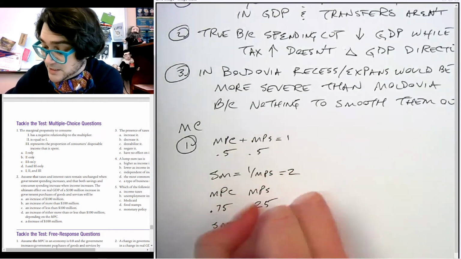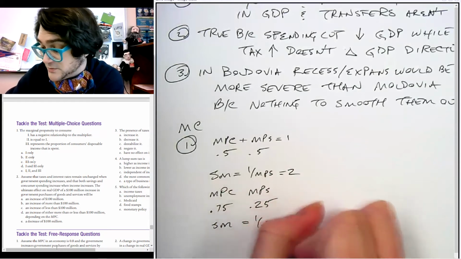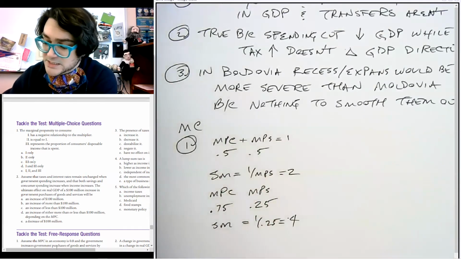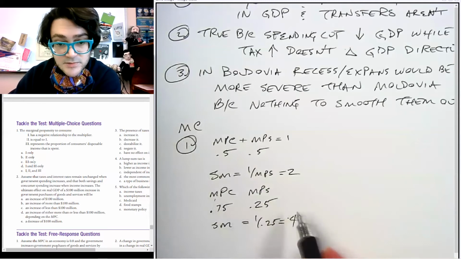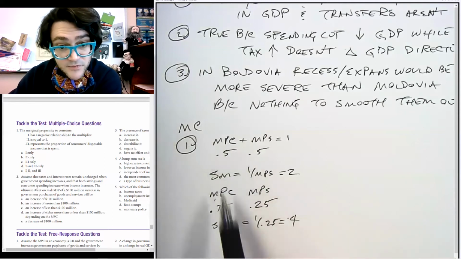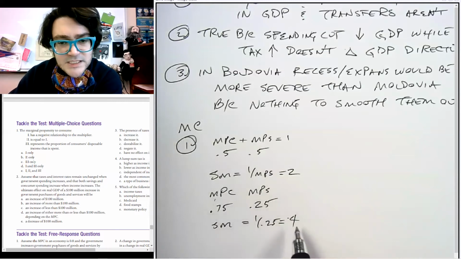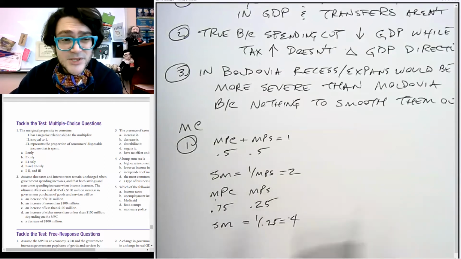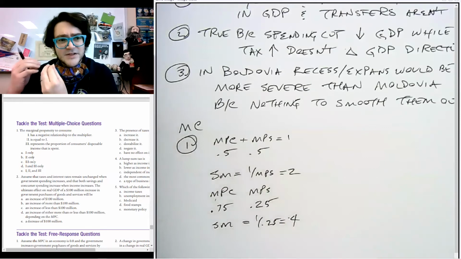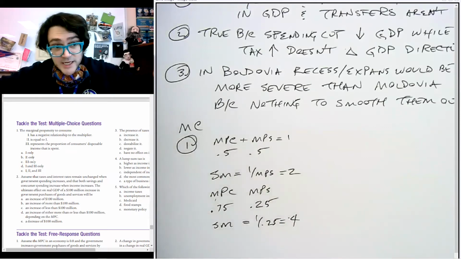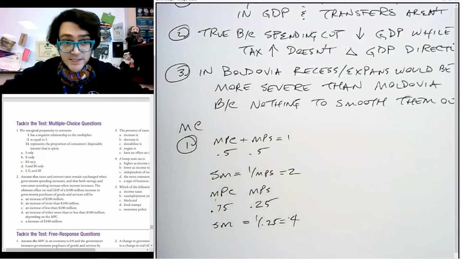So now the spending multiplier would be 1 over 0.25, which is 4. And so if the MPC goes up, right, from 0.5 to 0.75, then we can see that the spending multiplier actually goes up. And that should make sense, because if you're consuming more, then the multiplier effect is greater because it's multiplied in the economy more.